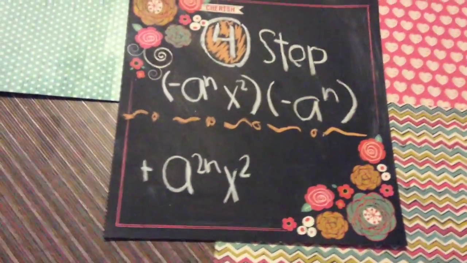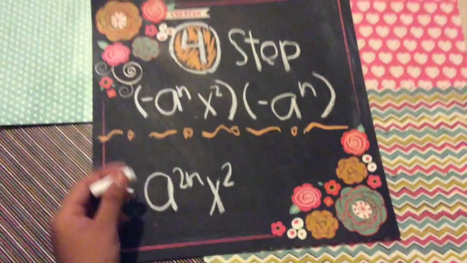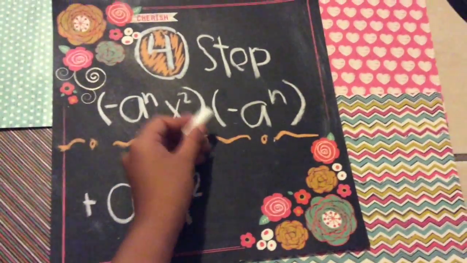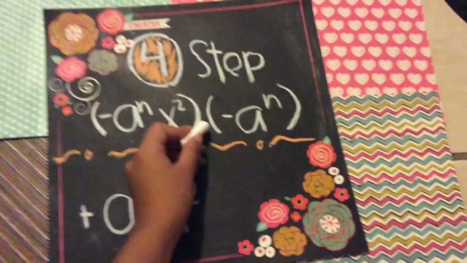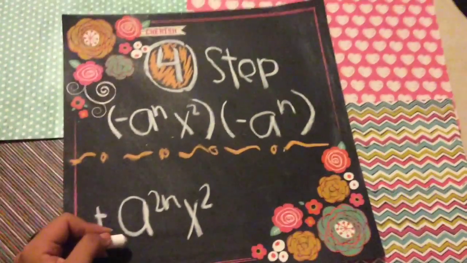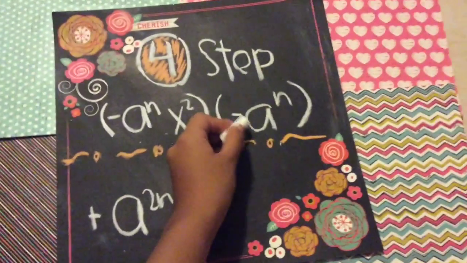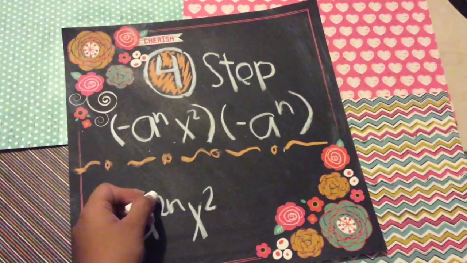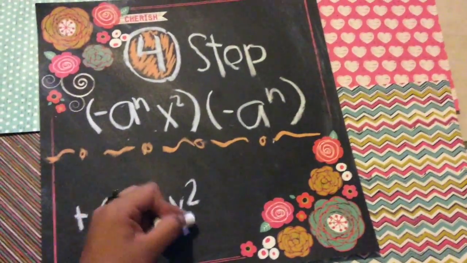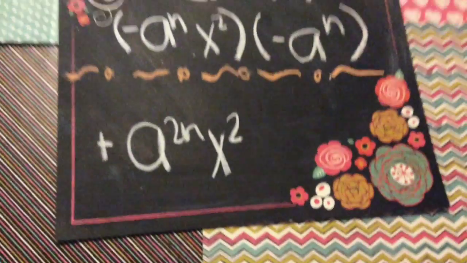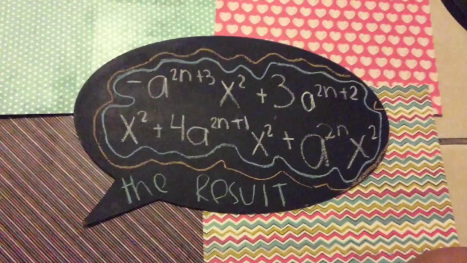This is going to be the last step. We need to multiply this to this. We have negative and negative, so it's going to be positive. We have 1a and 1a, so it's going to be 1a, because they multiply. We have n and n, so it's going to be 2n, and we have only one x, so we're going to have x. This is the result. And finally, this is going to be the final result.